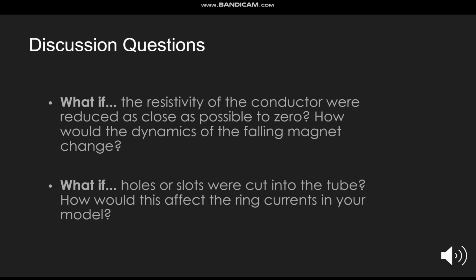For the first discussion question, the induced current and magnetic force would increase, so therefore the fall time of the magnet would take longer. And for the second question, the induced current and magnetic force would decrease, and therefore the fall time of the magnet would take less time.